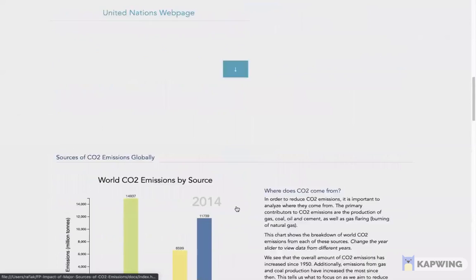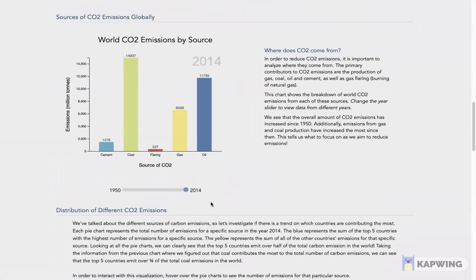First, we'll take a look at the primary sources of carbon emissions and how each source has contributed to global emissions from 1950 to 2014. Coal and oil production are consistently the top two contributors, and changing the year slider reveals that emissions from all five sources have increased over time.